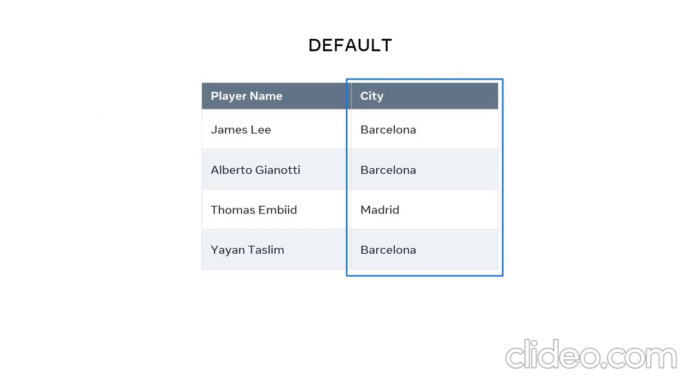Most of the players in this club are from Barcelona, so I can specify a default value of the city column as Barcelona. This means that I don't have to enter Barcelona repeatedly into the city field for each new player. If no value is entered in the table, then each field is automatically filled with the default value of Barcelona. Let's find out how the default command is incorporated into a SQL statement.